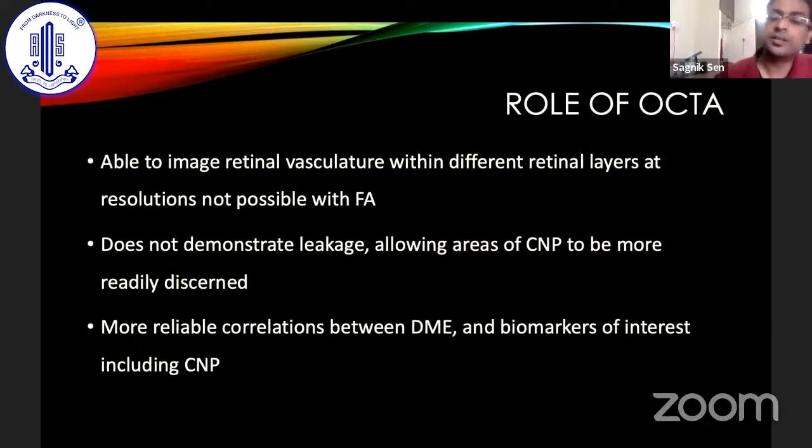Then the DAVE trial came, which evaluated total retinal non-perfusion, and they found that non-perfusion was greatest in the mid-peripheral retina.